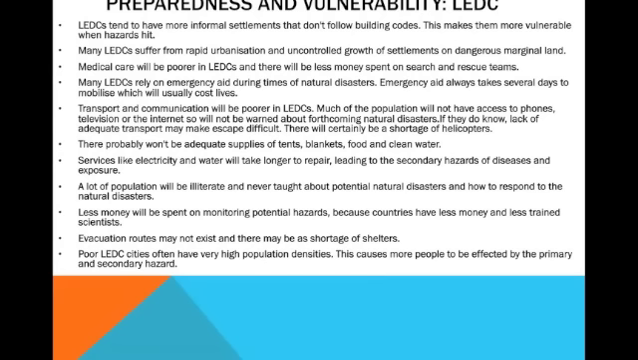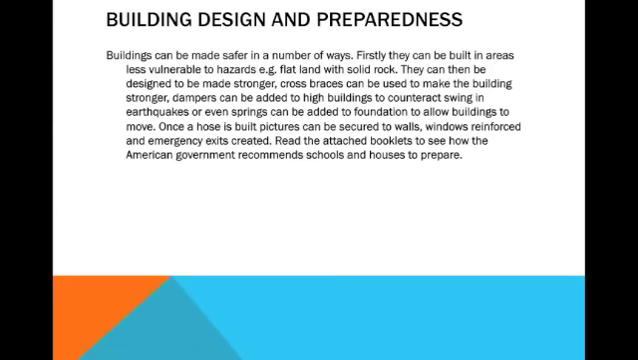A lot of the population will be illiterate and never taught about potential natural disasters and how to respond to them. Less money will also be spent on monitoring potential hazards because countries have less money and less trained scientists. Also, evacuation routes may not exist and there may be a shortage of shelters. Poor LEDC cities often have very, very high population densities. This causes more people to be affected by the primary and secondary hazard.